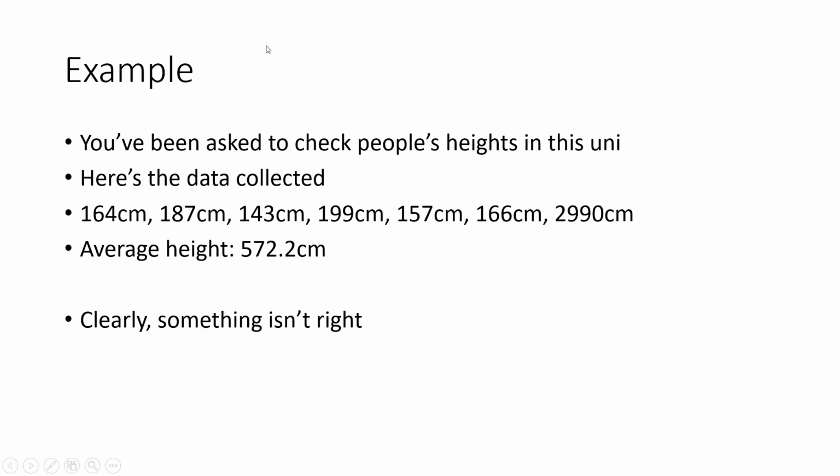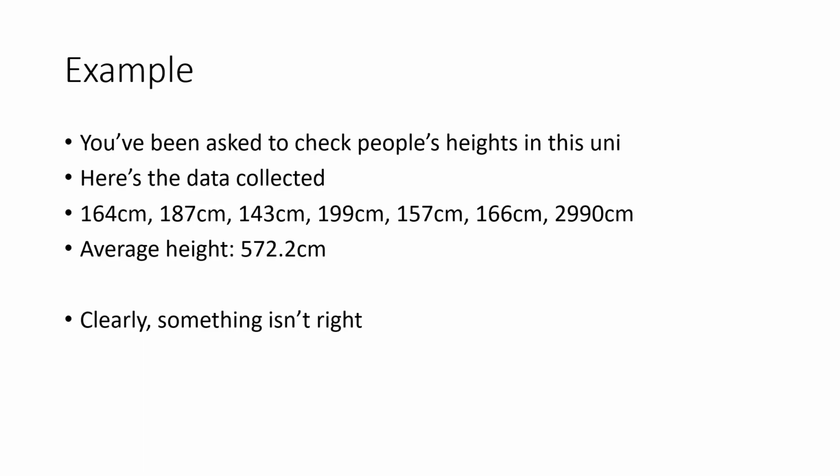So here's an example. You were asked to collect people's heights in uni. And here's the data you collected. So these are the data points, and you found that the average height was 5.7 meters. Now, clearly, that's a little off, isn't it? So you look at the data, and you found that this student over here is a whopping 29.9 meters, right? Which is like almost as tall as Rafi or something. But clearly something is a bit wrong.